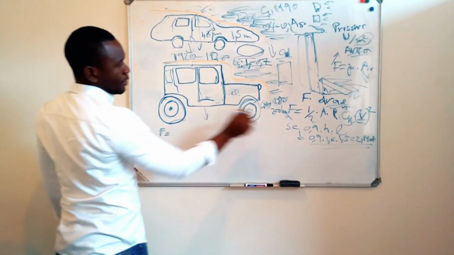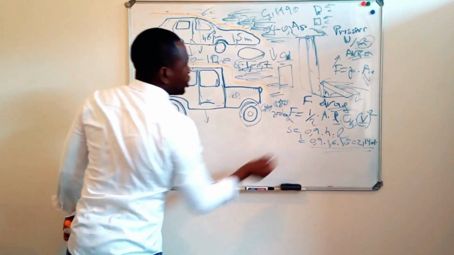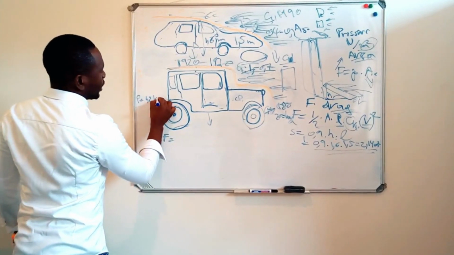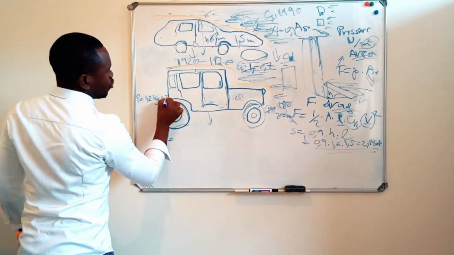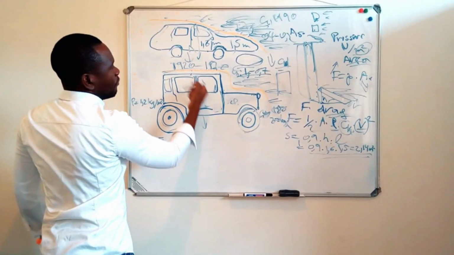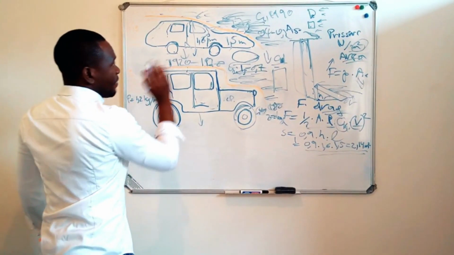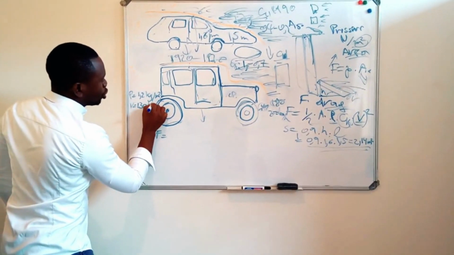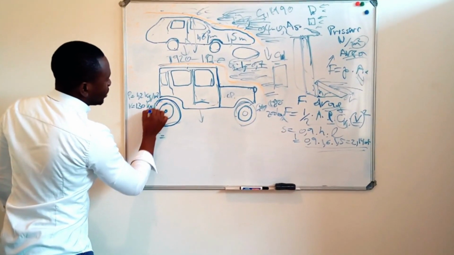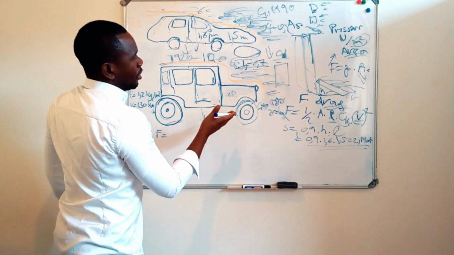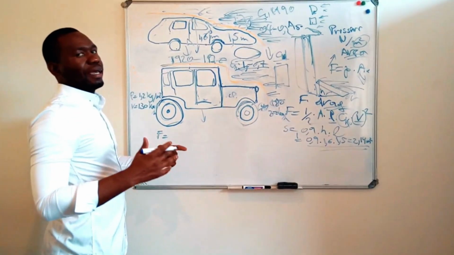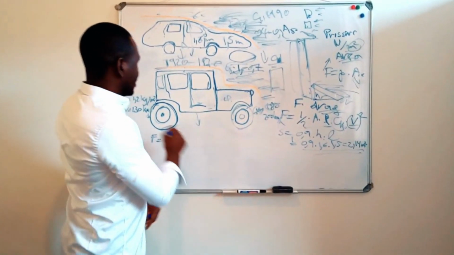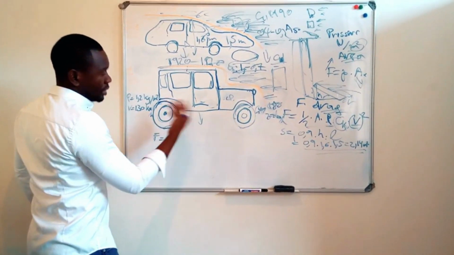Now we need to know that rho here, which is the mass volumic of air, is 1.2 kilogram per meter cube. And then let's consider our vehicles, both of them are having a speed of 130 kilometer per hour.